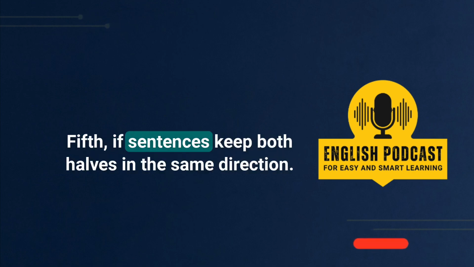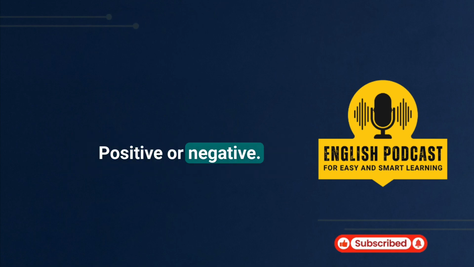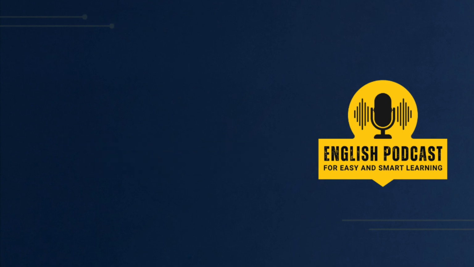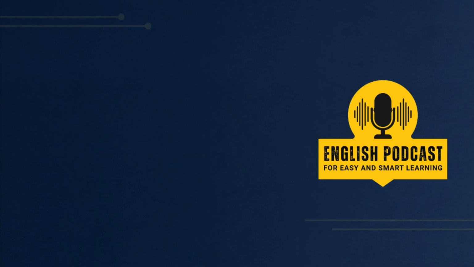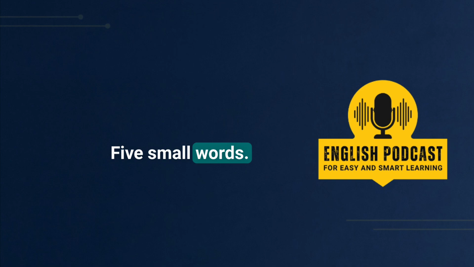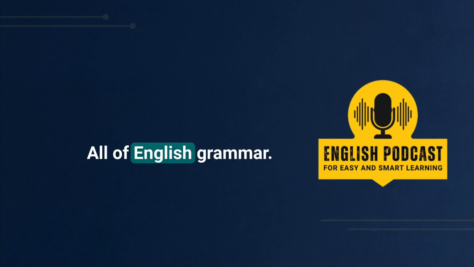Fifth, if sentences keep both halves in the same direction, positive or negative. Unless sentences always split into one positive half and one negative half, and provided behaves exactly like if. This was rule number 6 out of 60. 5 small words, and inside them, one of the clearest thinking patterns in all of English grammar.